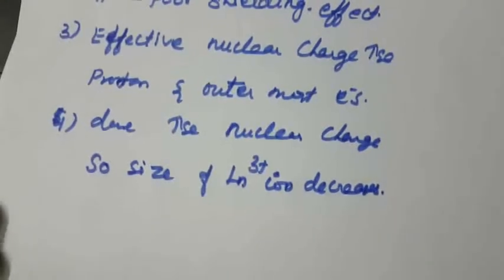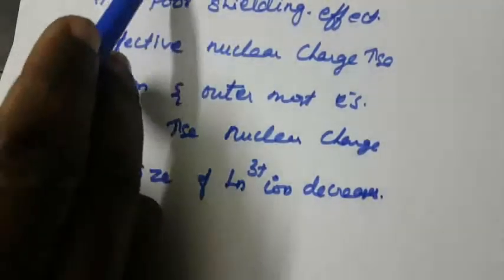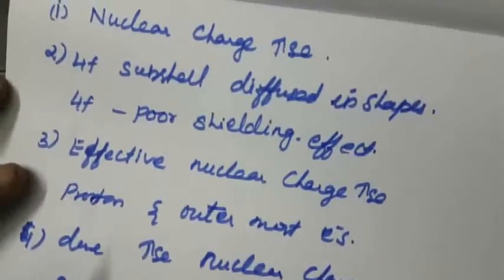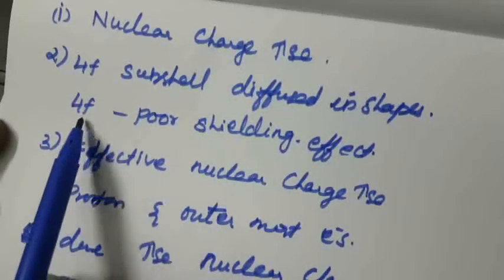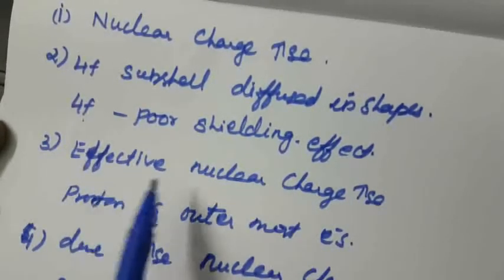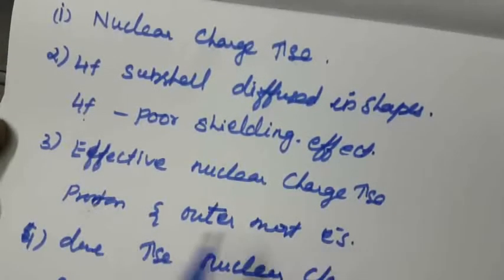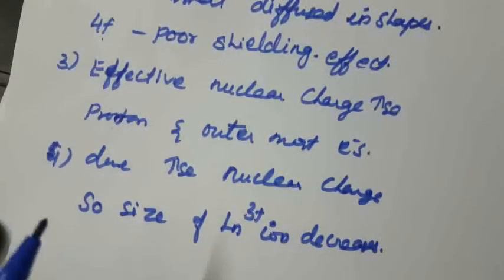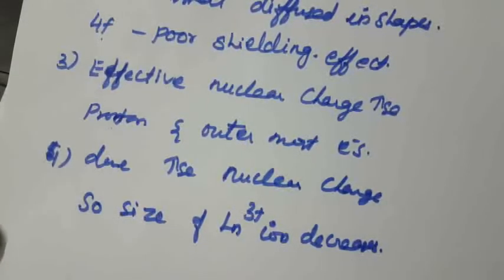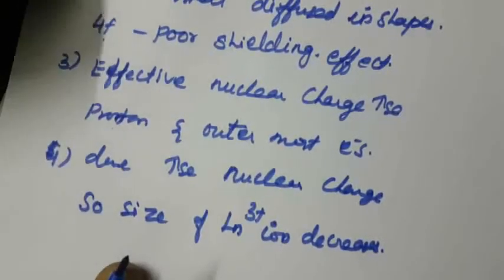So these are the causes of lanthanide contraction. First, nuclear charge increases. The 4f subshell is diffused in shape. The 4f orbitals have a poor shielding effect, and the effective nuclear charge increases, so the attraction between the protons and the outermost electron becomes greater. Due to this increased nuclear charge, the outermost electrons are pulled towards the nucleus, so the size of the lanthanide ions decreases.